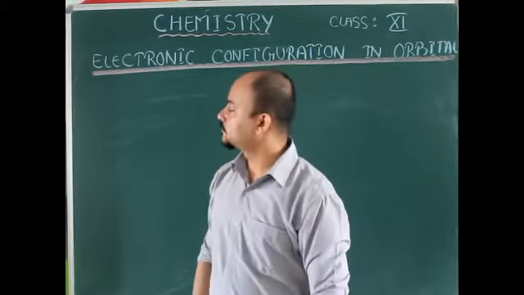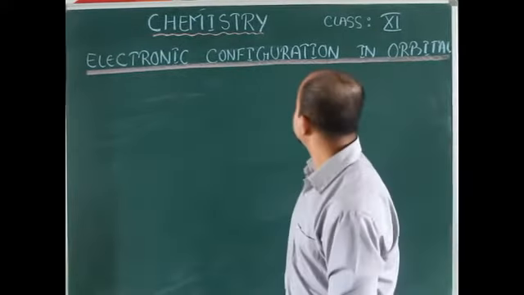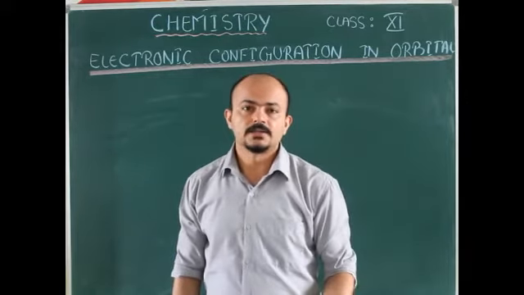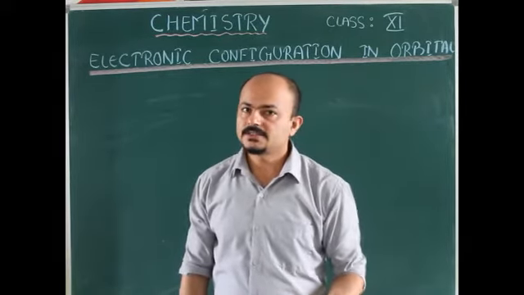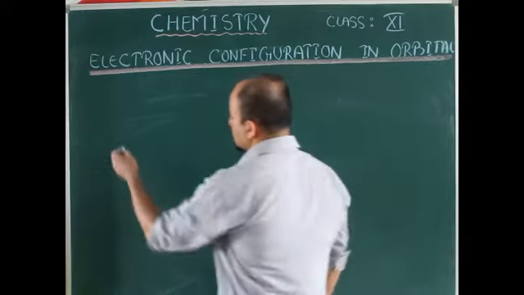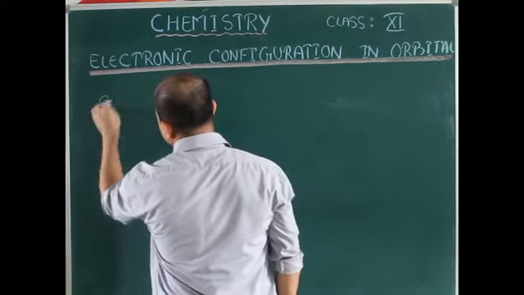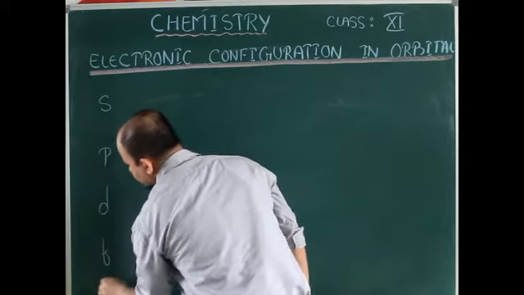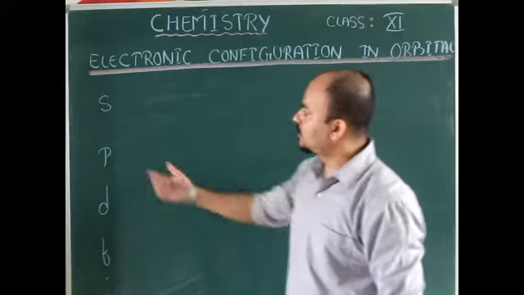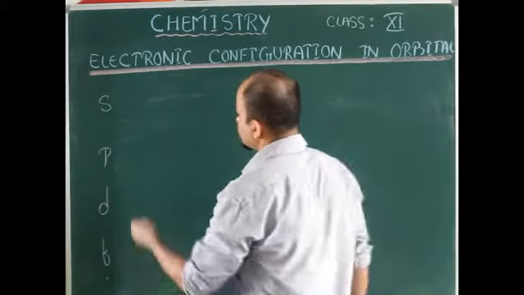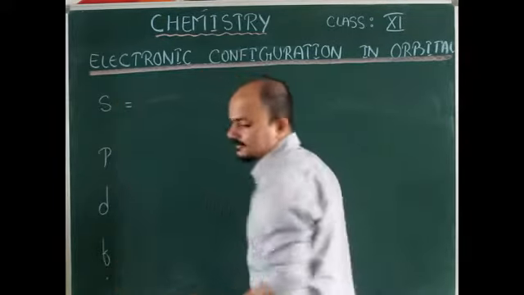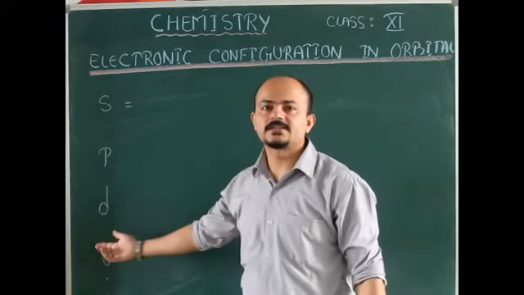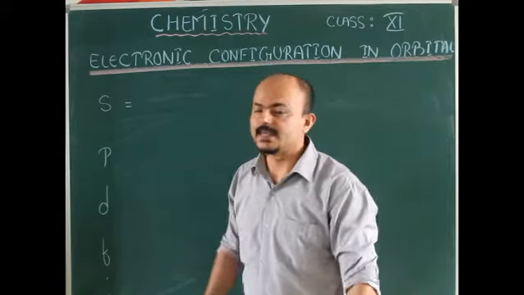So today we'll be continuing with our topic of electronic configuration in orbitals. Before discussing that, let's discuss orbitals and their types. We have s orbital, p orbital, d orbital, f, and so on. Here you have to know that, from our previous video, these orbitals are the exact room for the electron.